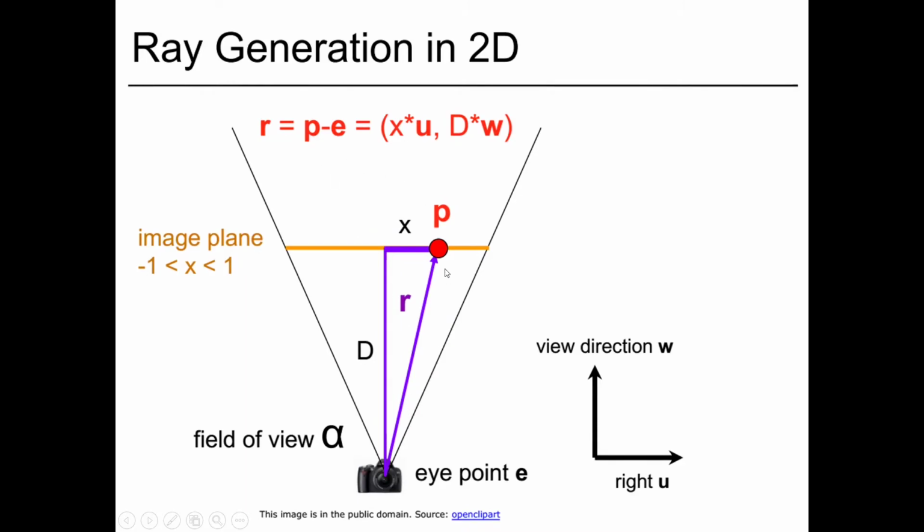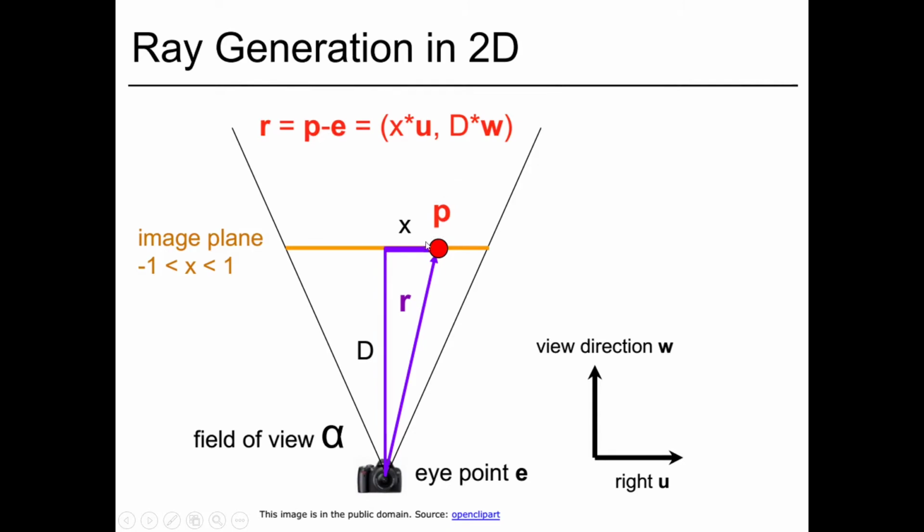And then r would be obtained as p minus e. You can easily know how r would be obtained in this way, because starting from E, if you move along the r direction with the magnitude of r, then you would move to p, right? So how would r itself be obtained? It would be obtained using p minus e.